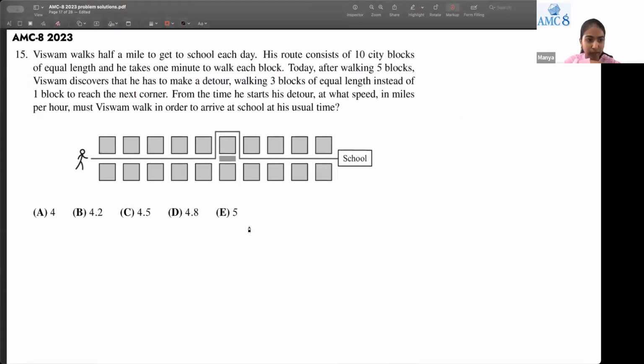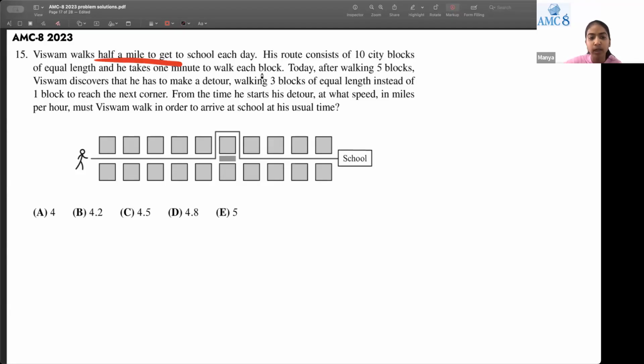Problem number 15. Vishwan walks half a mile to go to school each day. His route consists of 10 city blocks of equal length, and he takes 1 minute to walk each block. Today, after walking 5 blocks, Vishwan discovers that he has to make a detour, walking 3 blocks of equal length instead of 1 block to reach the next corner. From the time he starts his detour, at what speed in miles per hour must Vishwan walk in order to arrive at school at his usual time?